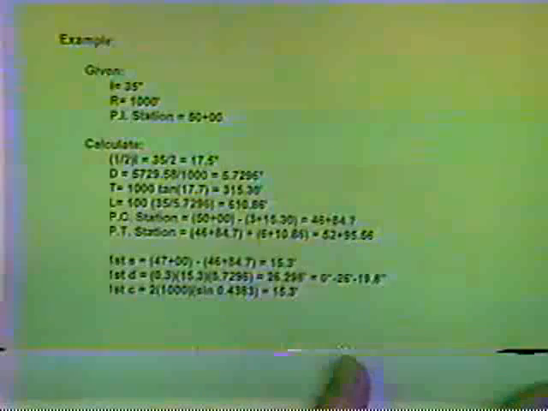If I look at the example, which is one page over, and we're going back to the larger font, something that you might be given as part of a problem is that your intersecting angle between the two tangents is 35 degrees. The radius of the curve is 1,000 feet in length, and the station of the PI is equal to 50 plus 00.